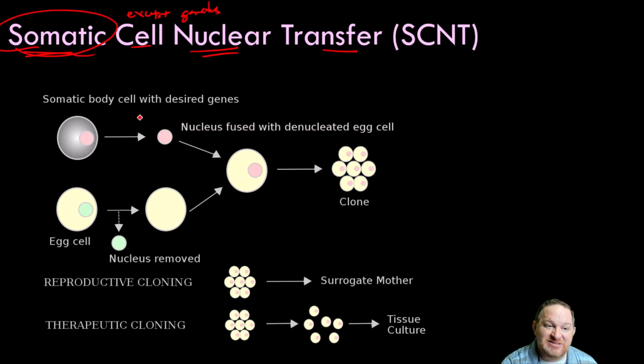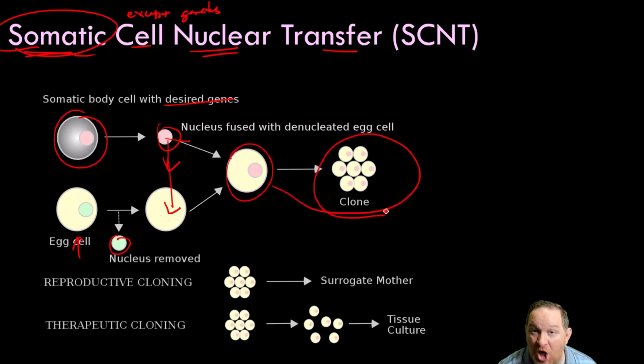So what you basically do, if this is the cell that has the genes we want, we would take the nucleus out and then have an egg cell, remove the nucleus from it, place the nucleus from the cell with the desired genes into it, put it through some processes, let it start cloning in a tissue sample. Then we've got a choice here. What are we going to do with this?